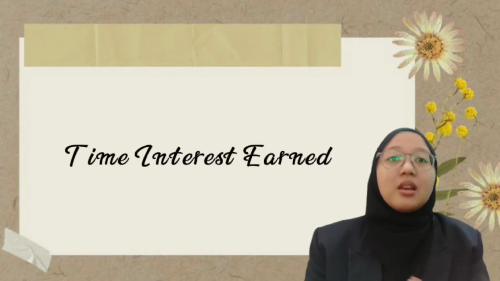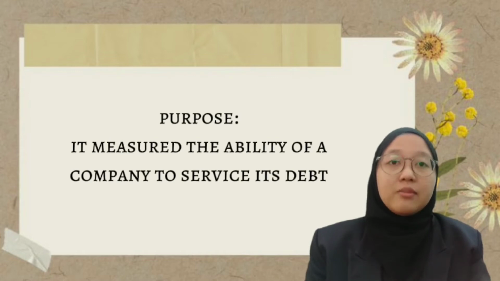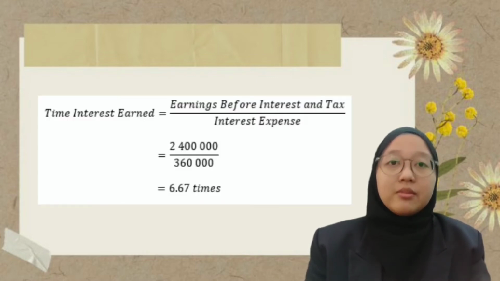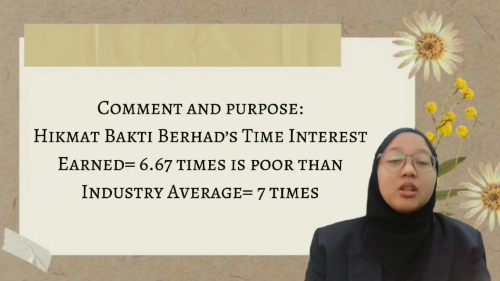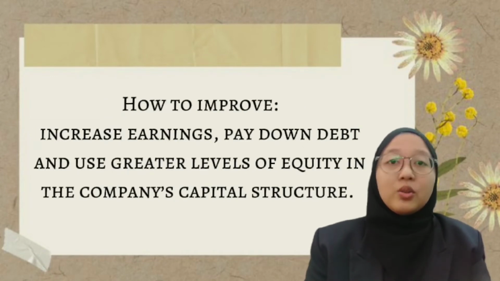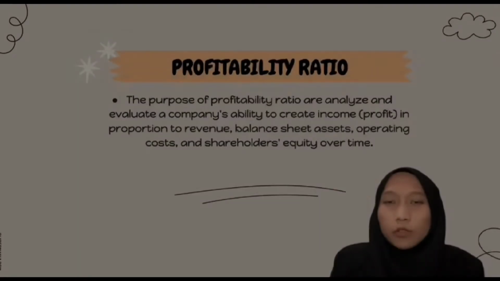The last one is the times interest earned ratio. It measures the ability of a company to service its debt. After the calculation, we get 6.67 times. Hikmat Bati Berhad's times interest earned ratio is poorer than the industry average of 7 times. The way to improve this ratio is to pay down debt. Moving on to the profitability ratios.